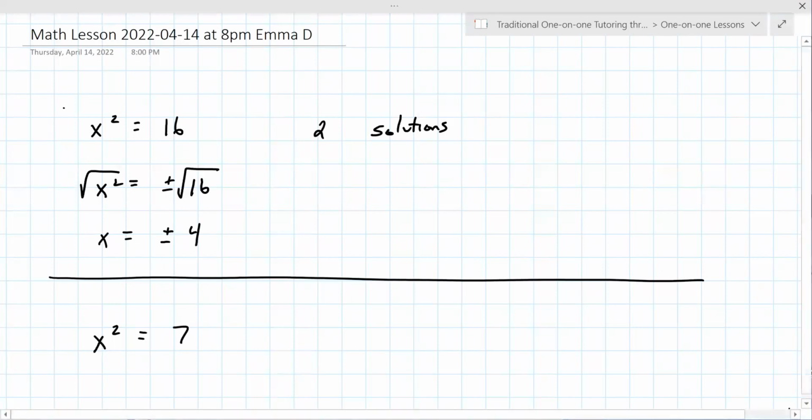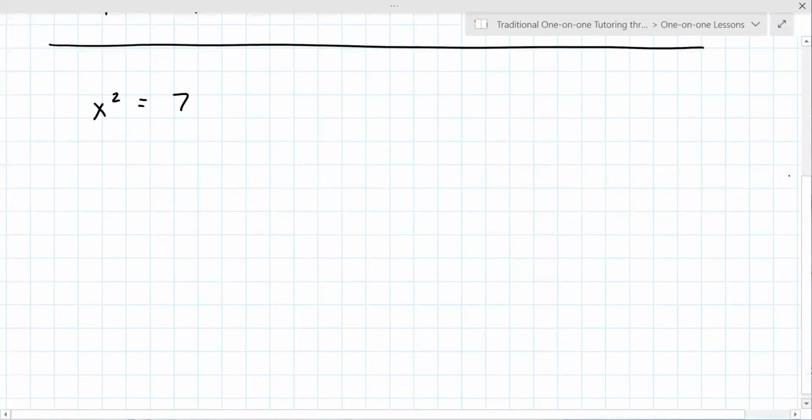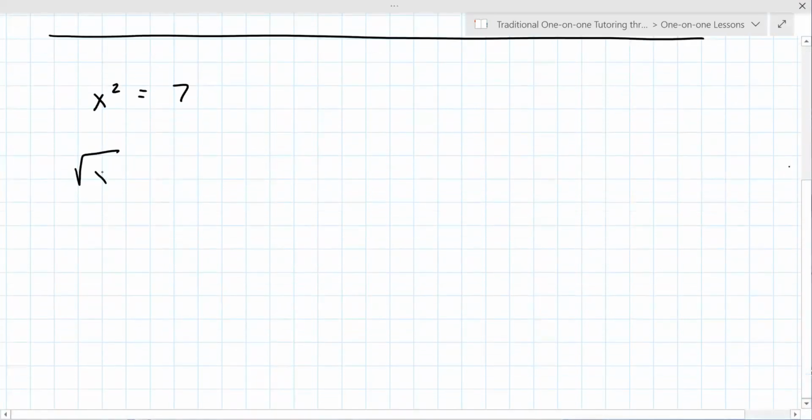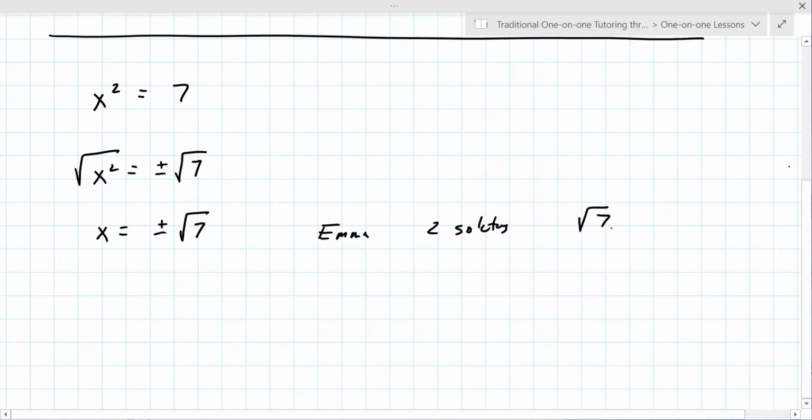Now, it could also be, let's say, x squared equals 7. The process is exactly the same. You take the square root of both sides, and it's plus or minus the square root of 7. So x equals plus or minus the square root of 7. And if I said, hey, Emma, what are the two solutions? You're supposed to say square root of 7 and minus square root of 7. So these always come in pairs.